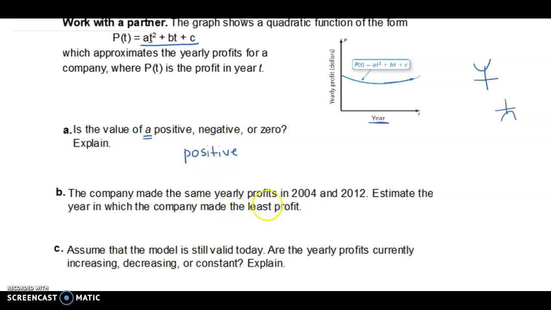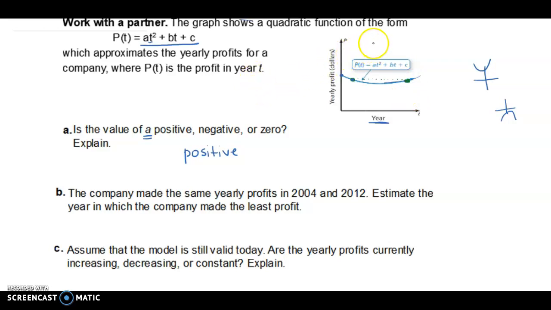It says the company made the same profits for the year 2004 and in 2012. Estimate the year in which the company made the least profit. All right, well, we don't know where 2004 is, so let's just pretend that 2004 is here. Okay, so this is 2004. And then in 2012, they made the same profit. So let's say this is 2012.